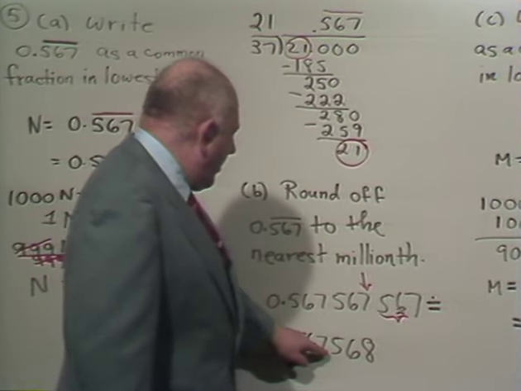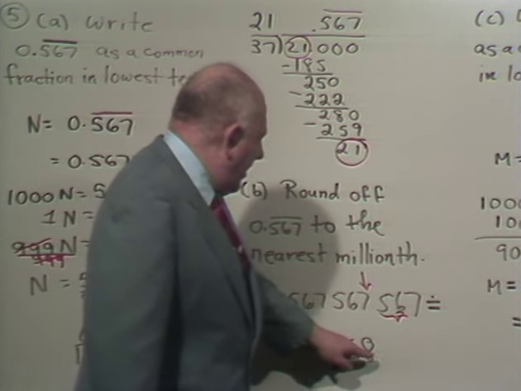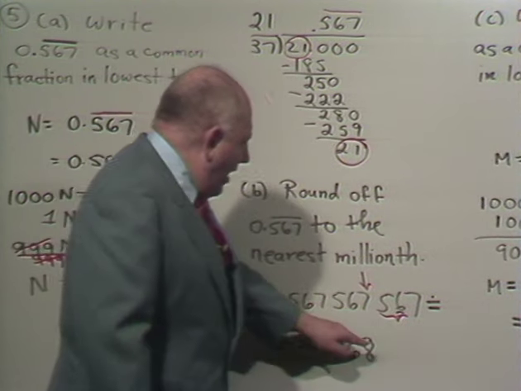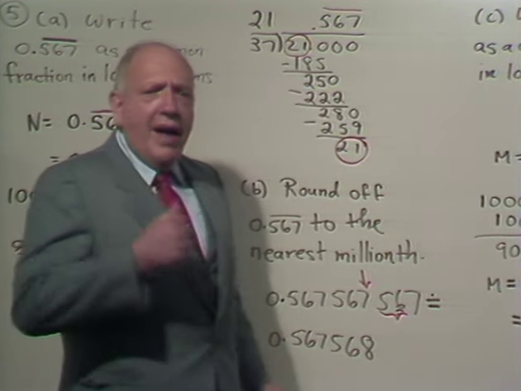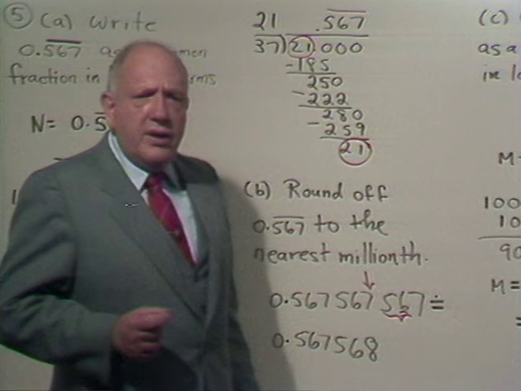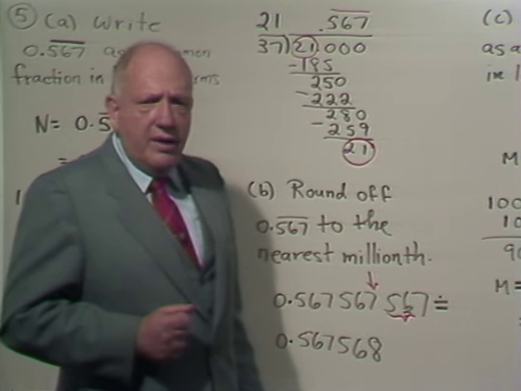And this, you see, is an easy common fraction. It's 567,568 millionths. As long as the decimal terminates, no matter how many digits, we can convert it to a common fraction very easily.